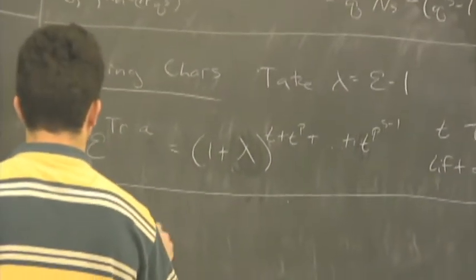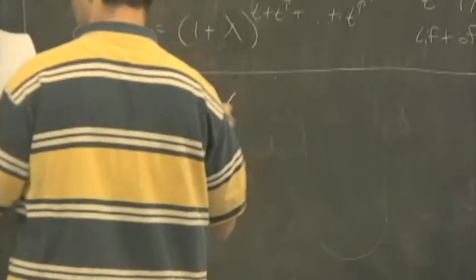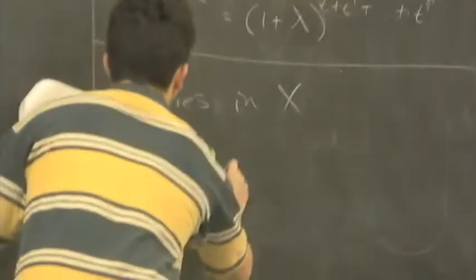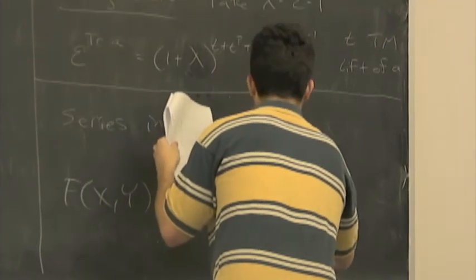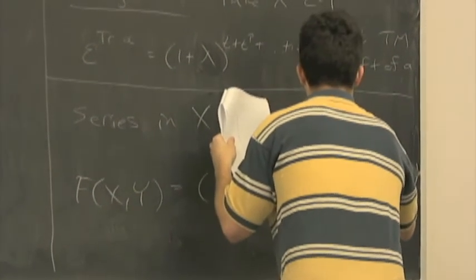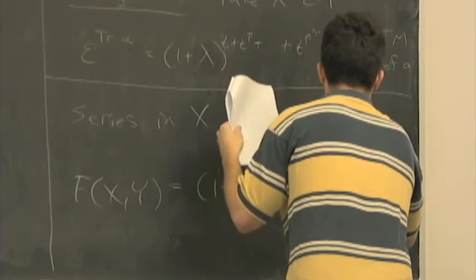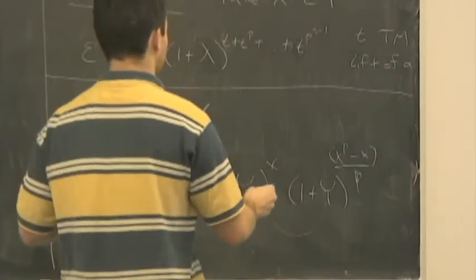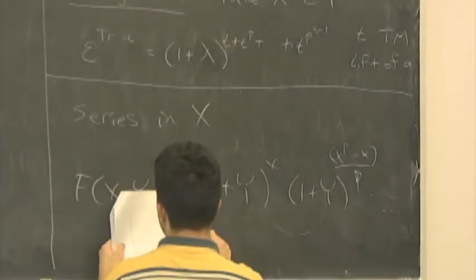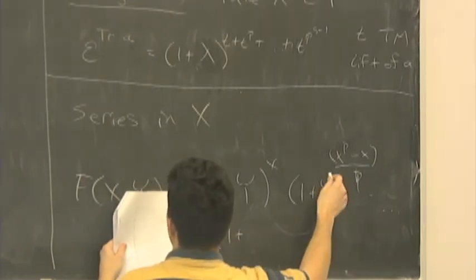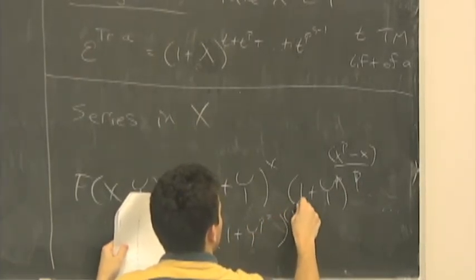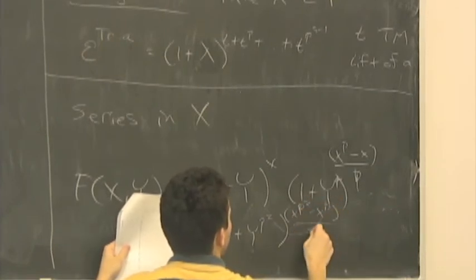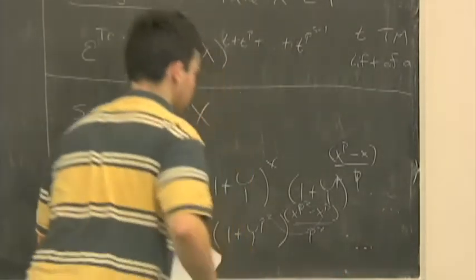So I'm going to write something down, and I want you guys to consider it as a series in x. So I'm going to write down f of x, y to be equal to 1 plus y to the x times 1 plus y to the p to the power x to the p minus x over p. I wish I had more space. So times that. 1 plus, I'm sorry, there's a p in here. y to the p, 1 plus y to the p squared, to the power x to the p squared minus x to the p over p squared, and I just want this to keep going on and on forever.